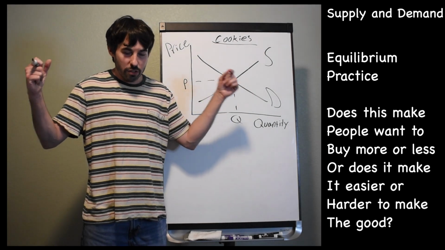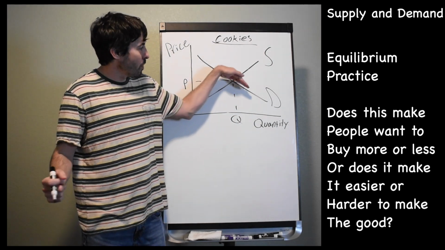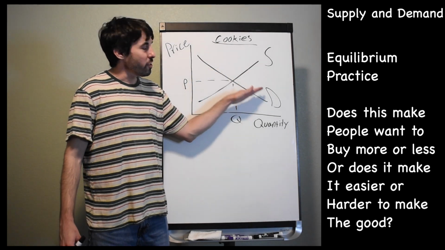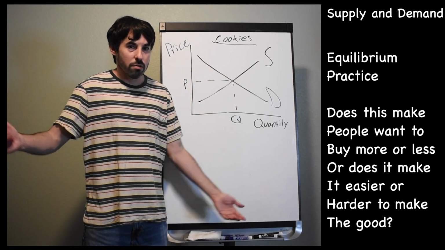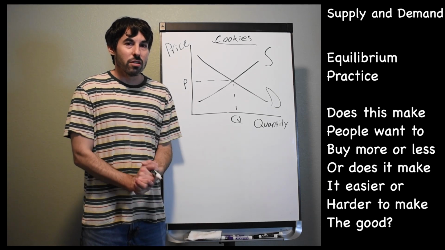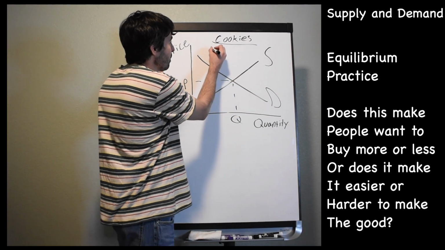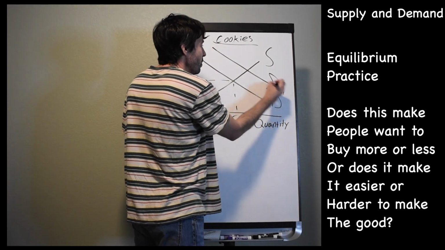When you're doing one of these questions, you can ask yourself, is this something that makes people want to buy more or less cookies, or whatever the product is? Or is it something that makes it easier or harder to produce the cookies or whatever product it is? If people are no longer on diets, that affects demand. If we're no longer on diets, we're going to want more cookies. Demand will increase and shift to the right and look like this.